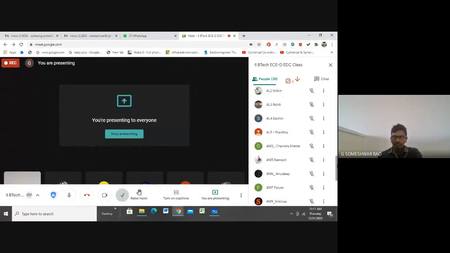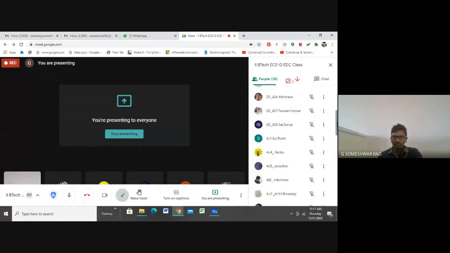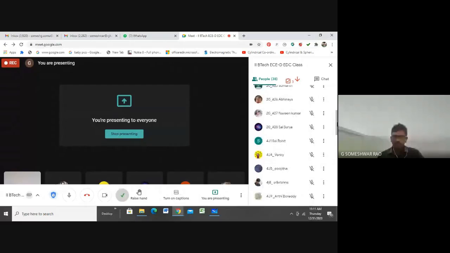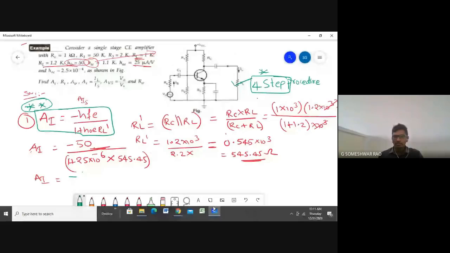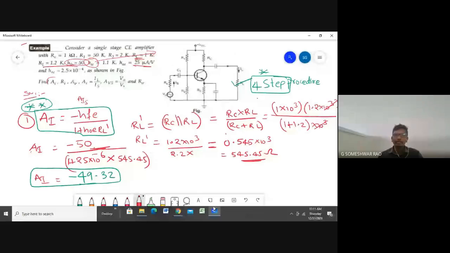49.32. Okay, good. What is the value you got? You got minus 49.32. Very good. This is we got as AI as minus 49.32. So we have got the value for AI. Okay. Similarly, calculate for RI.